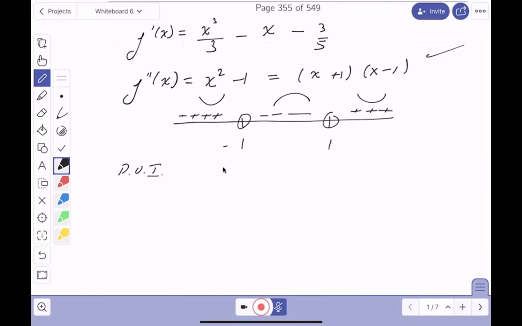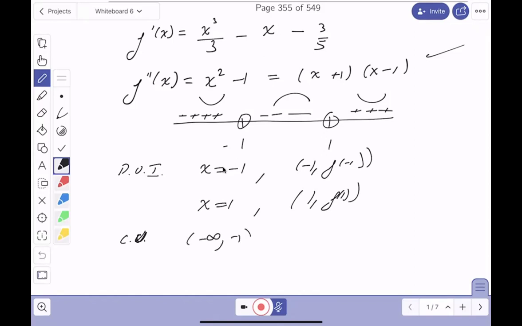And my points of inflection occur at x equals minus 1. The actual point is going to be minus 1, f of minus 1. Point of inflection is a point in the curve of f where the concavity changes. The other point of inflection occurs at 1. And what's that point going to be? 1, f of 1. All right, concave up. It's concave up. Whoops, sorry about that. On the interval from minus infinity up to minus 1. And it's also concave up from 1 to infinity. Concave down on the interval between minus 1 and 1.